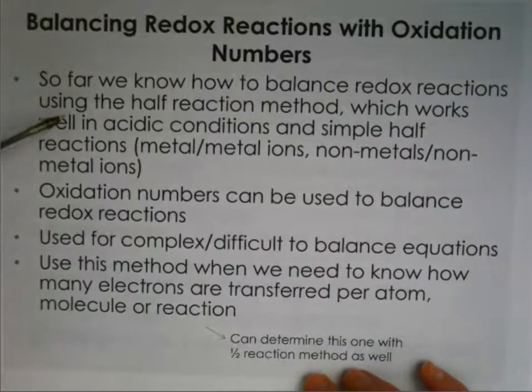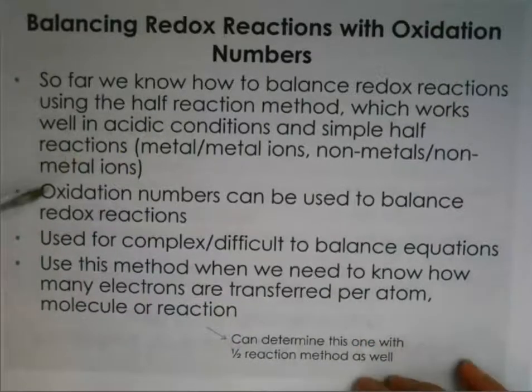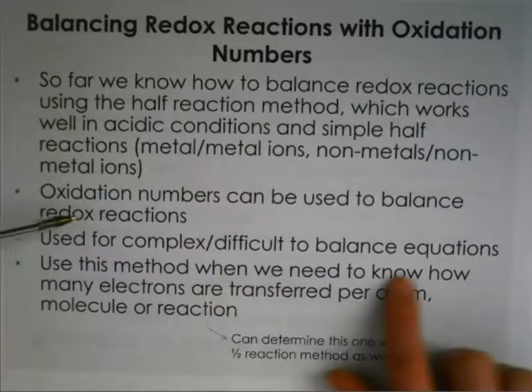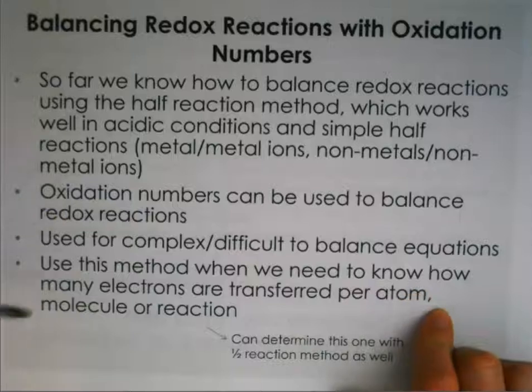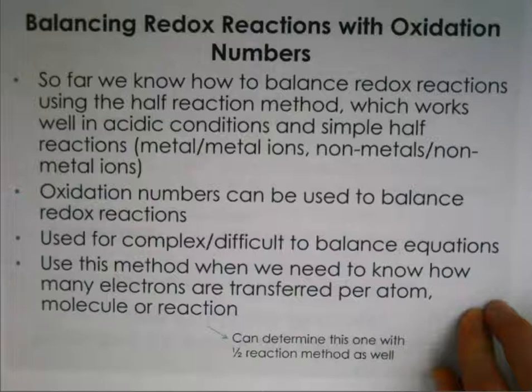The method that we looked at so far was really good if we're working with acidic conditions or pretty simple reactions like metal-metal ion changes or non-metal and non-metal ion changes. But if we're going into something a little bit more complex or difficult to balance, then it can be helpful to use oxidation numbers to balance the reaction. When we use this method, we're using the change in the oxidation numbers to understand how many electrons are being transferred per atom or molecule, and then we're balancing that out through the reaction.